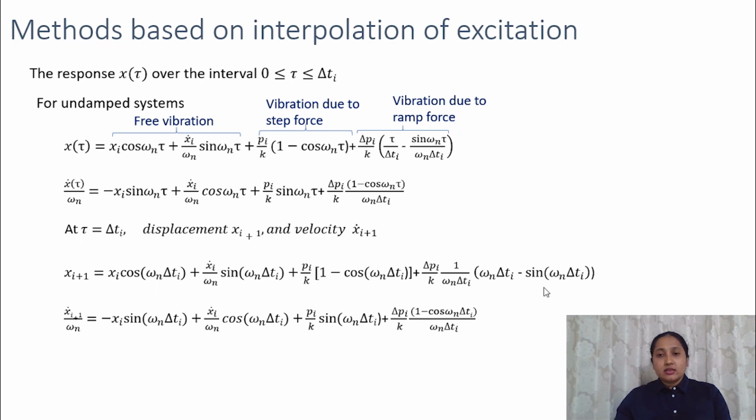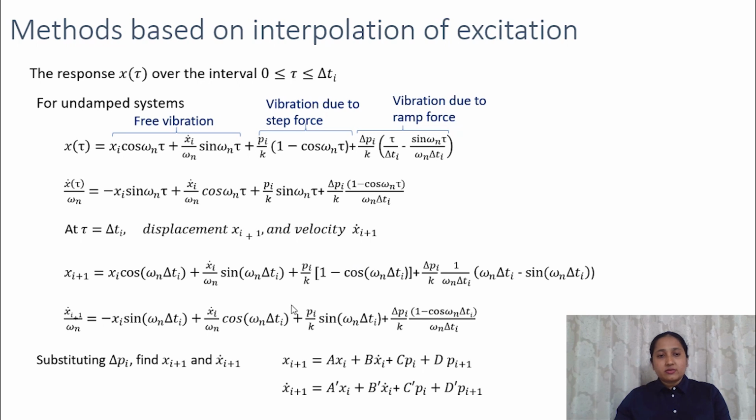So this depends on Pi and delta Pi. So we can substitute the value of delta Pi. Delta Pi is equal to Pi plus 1 minus Pi. So we can substitute that in these two expressions, and we can rearrange these expressions so that we would get xi plus 1 is equal to a xi plus b x dot i plus c Pi plus d Pi plus 1.